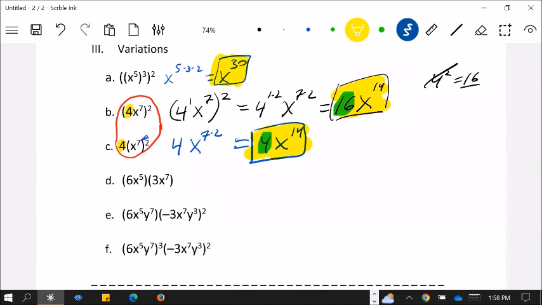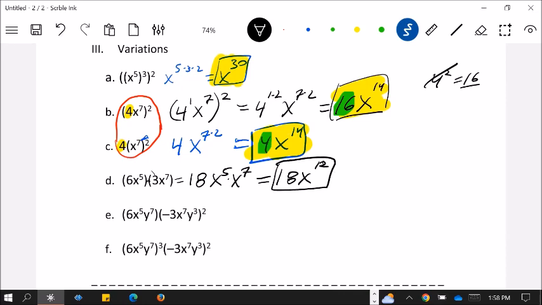Now, D, this is just multiplying. This is multiplying in between. So we can multiply the things that are alike. 6 times 3 is 18. And then x to the 5th times x to the 7th, which means we'll add these because both of them have a base. So it's 18x to the 13th power. 7, 8, nope, it's to the 12th power. Make sure I add numbers correctly when I'm doing this. So 18x to the 12th.